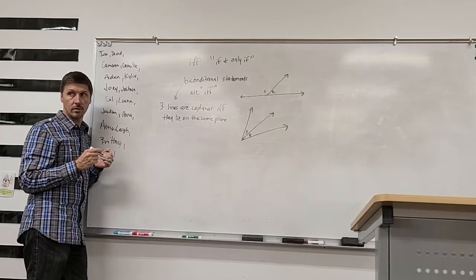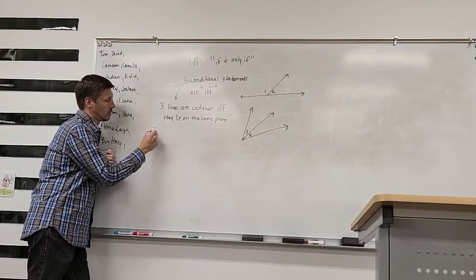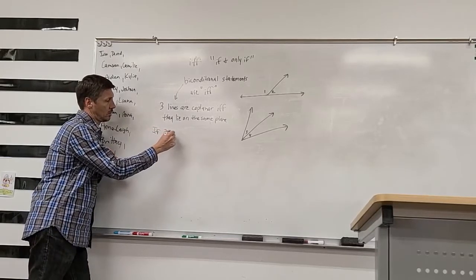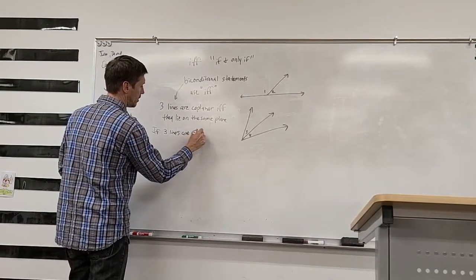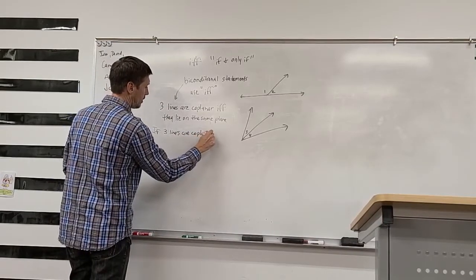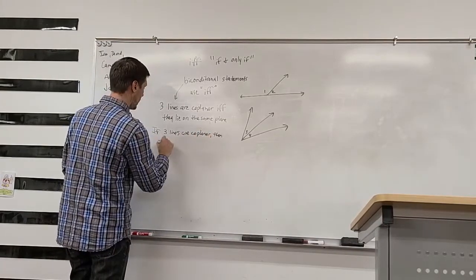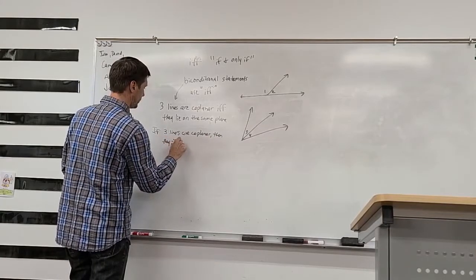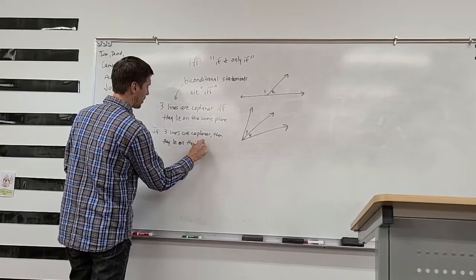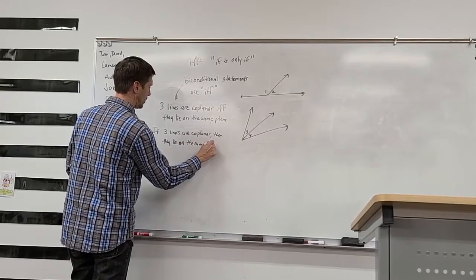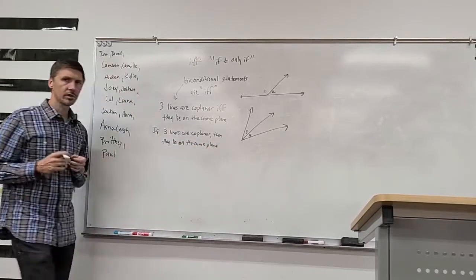Yes? If 3 lines are coplanar, then they lie on the same plane. That's right. 3 lines are coplanar. Then they lie on the same plane. All right? Somebody else give me a converse of that.